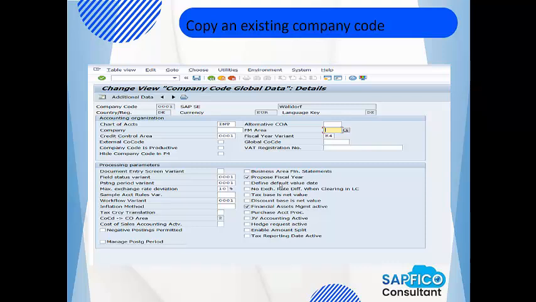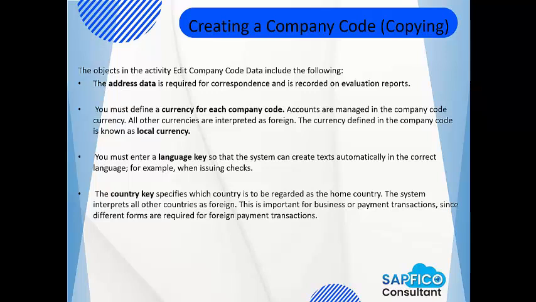So here is the company which I showed earlier, 0001 SAP SE. This is a pre-configured company with country DE. Currency is Euro. Chart of accounts is INT. These are the default setups. You can possibly copy it, creating a company code by copying. Okay, so what we normally do while copying is edit the address data. Address data we edit for correspondence and it is required for evaluation reports.